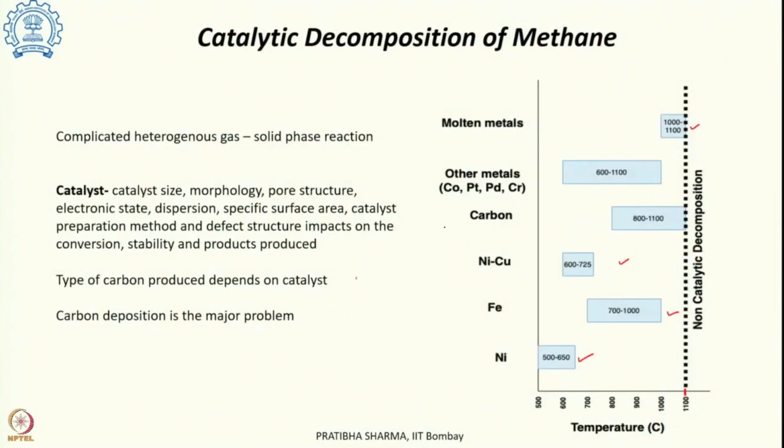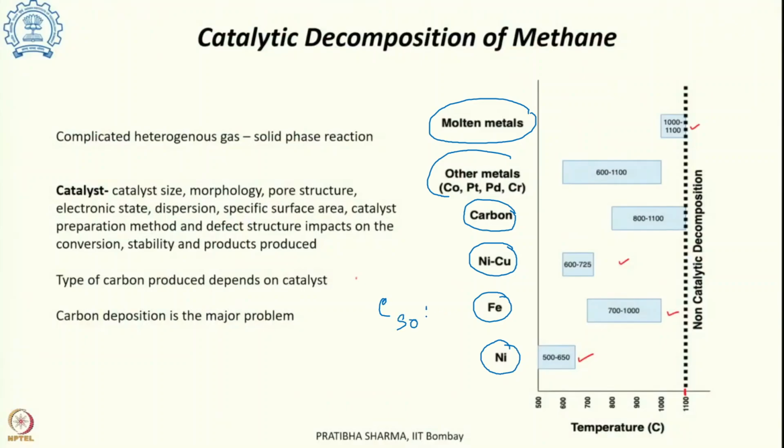Next is the catalyst. Different catalysts are used. I told you that nickel is a very good catalyst, and iron is also very good. Bimetallic catalysts like nickel and copper are used, and carbon is also used as a catalyst. Other metal catalysts like cobalt, platinum, palladium, chromium, and molten metal catalysts are also used. If we use different catalysts, different carbon formations or different carbon structures will be generated. What is nickel?